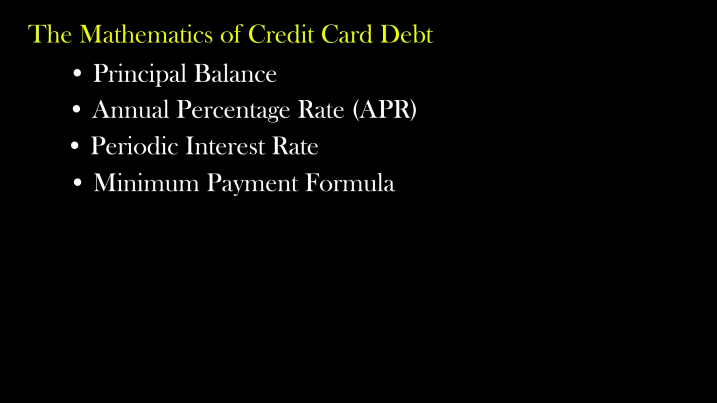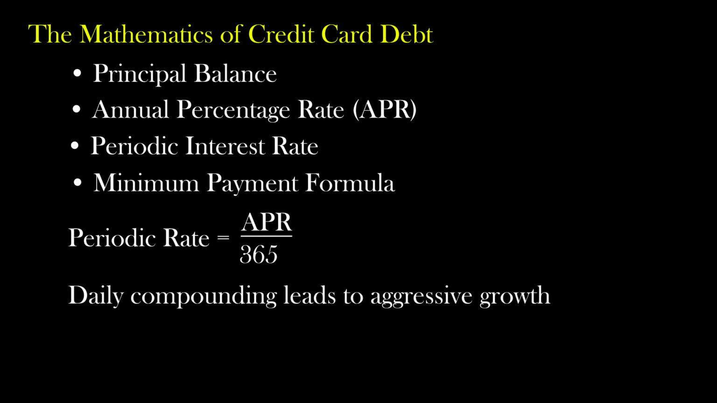To find this, the bank takes your APR and divides it by 365 days to get a daily rate. This tiny percentage is applied to your balance every single day. This is why credit card debt grows so aggressively.